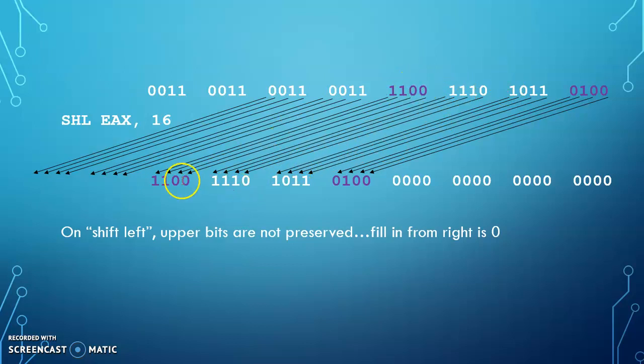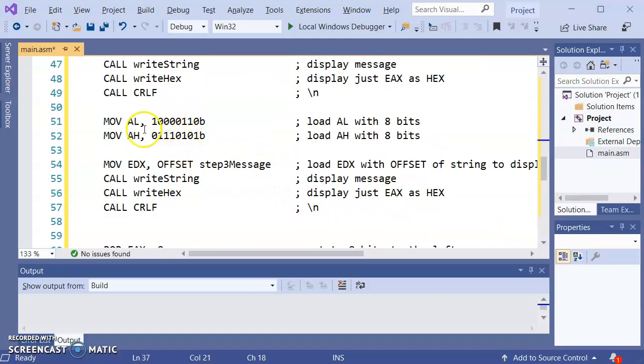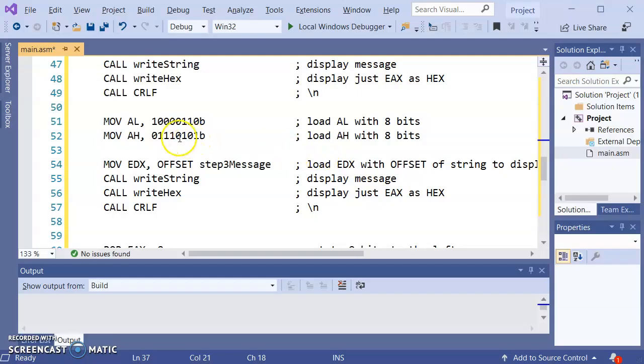The 1, 1, 0 got moved here, and the upper bits just shifted out to the left. Well, now that I moved the bits that were in the lower 16 up, I can use AH and AL to load the lower 16 bits. So that's what's happening here: once again we're loading AL and AH, and that's going to load these lower 16 bits of that number.